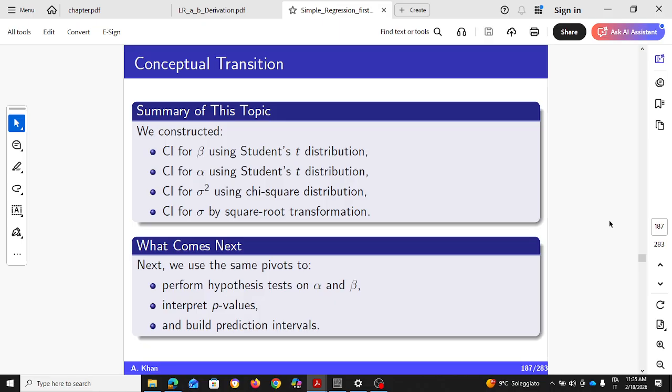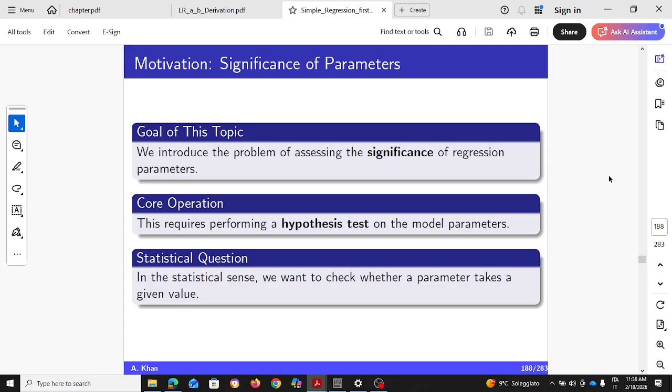Just to summarize, for the confidence interval of beta, we use t distribution. For the confidence interval of alpha, we use t distribution. For sigma square, chi-square distribution. And for sigma, we do this square root transformation. Clear?